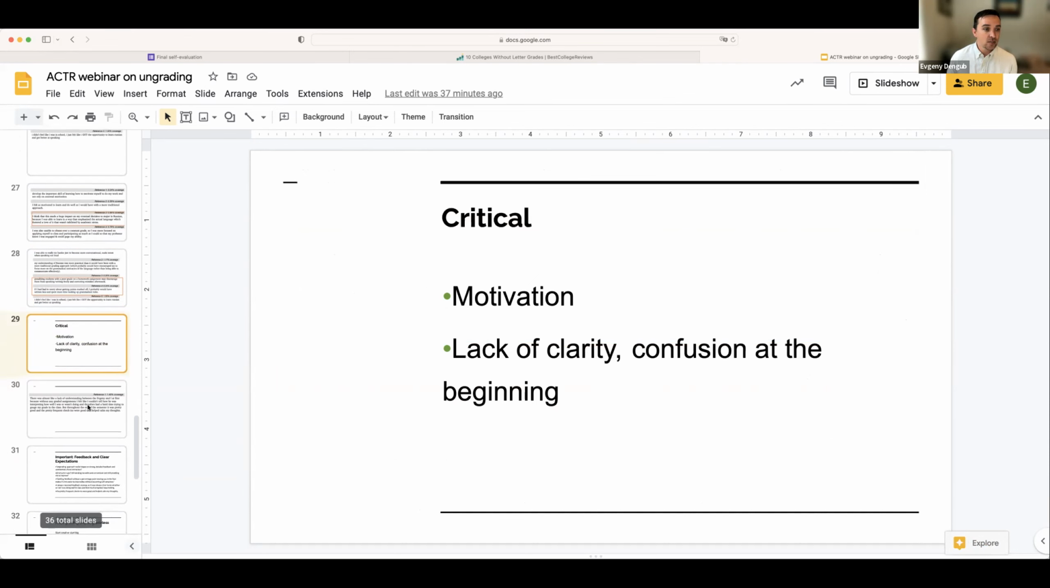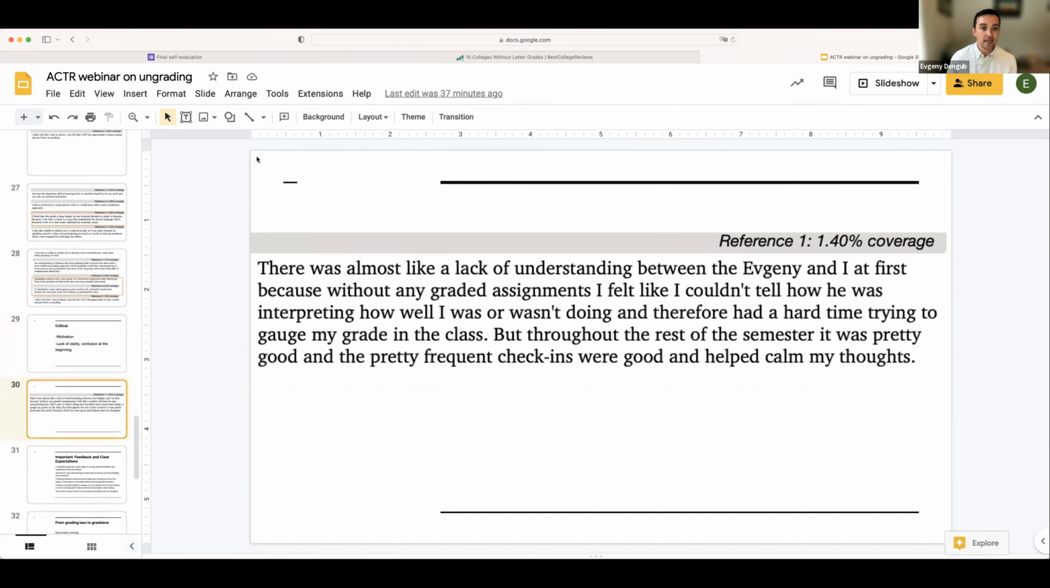As far as critical comments, again, motivation came up, a lack of clarity and confusion at the beginning. So here's what they said. There was almost like a lack of understanding between the instructor and I at first, because without any graded assignments, I felt like I couldn't tell how he was interpreting how well I was or wasn't doing, and therefore I had a hard time trying to gauge my grade in the class. But throughout the rest of the semester, it was pretty good, and the pretty frequent check-ins were good and helped calm my thoughts.